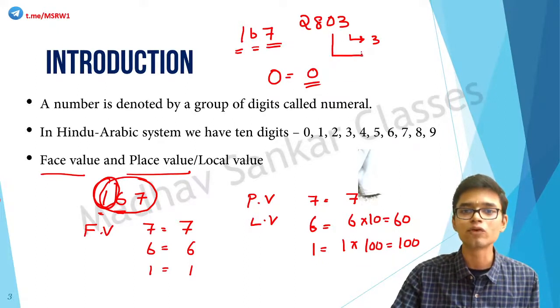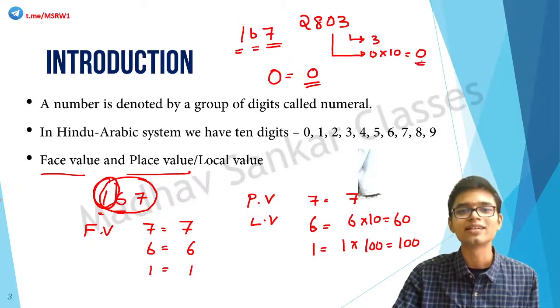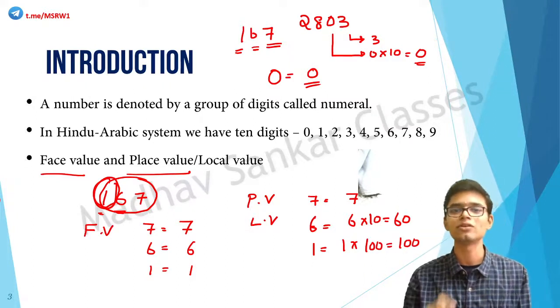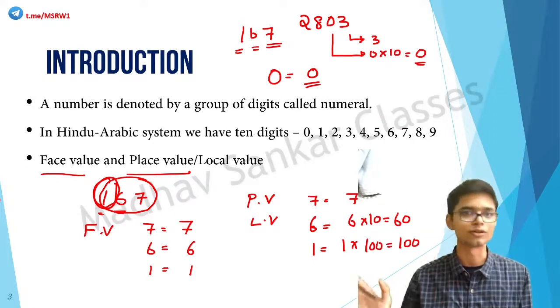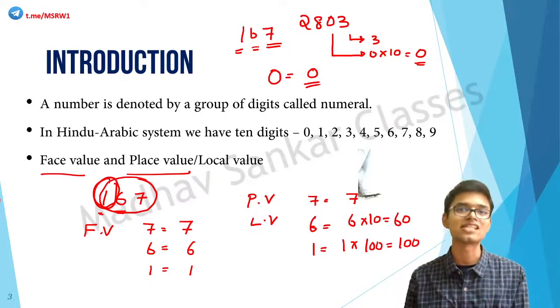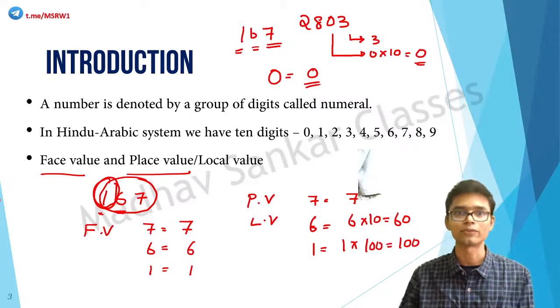Place value of 0 would actually be 0 into 10. But that is 0 only, right? So this is a unique property of 0. Both place value and face value of 0 in any number would be 0 only. Clear? So I hope you understood the difference between what is a face value and what is a place value.